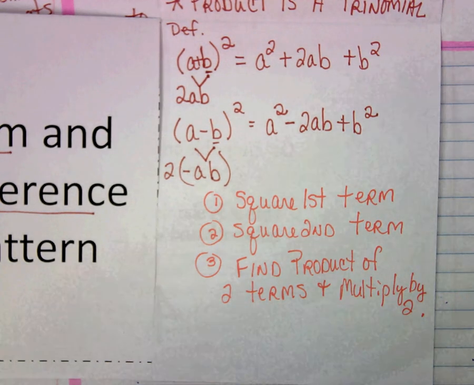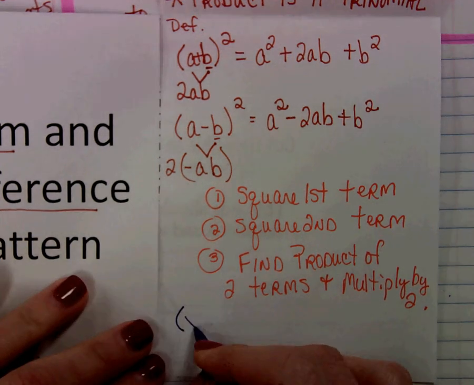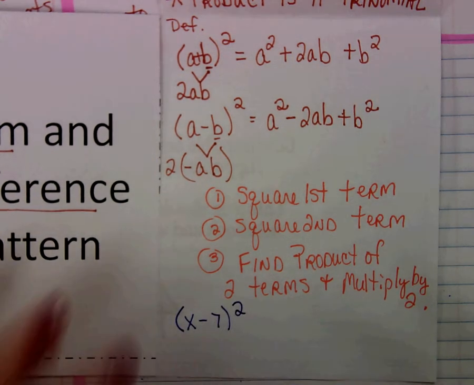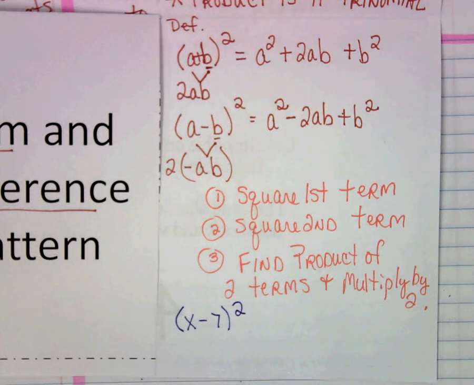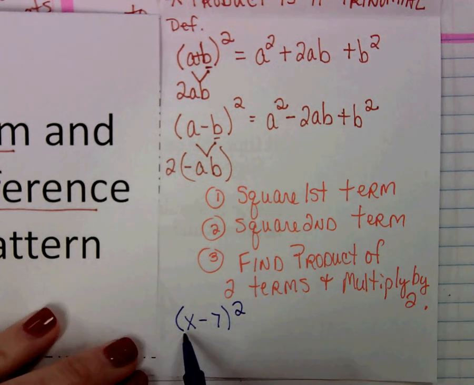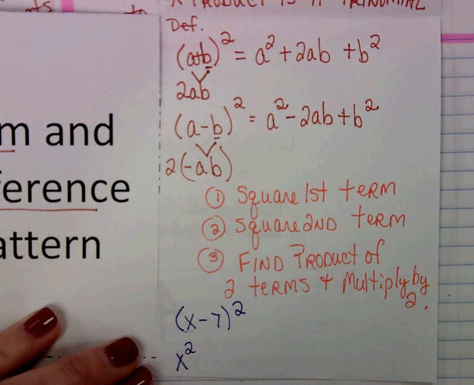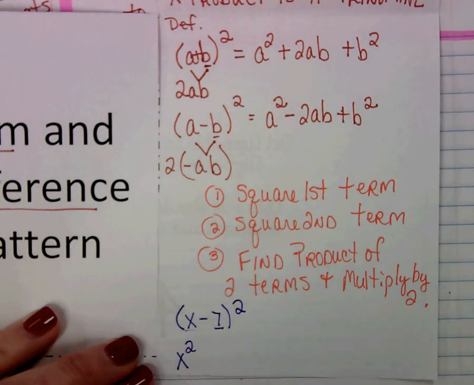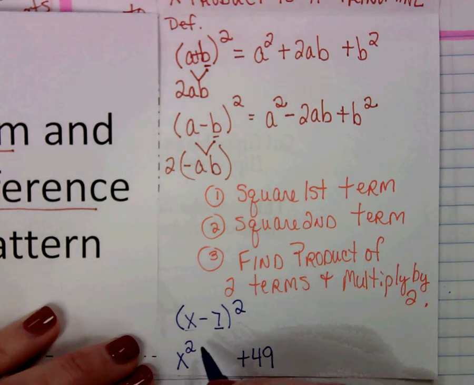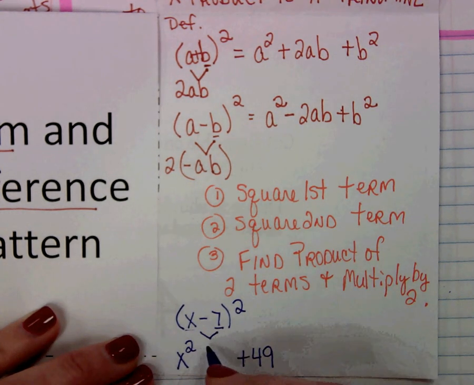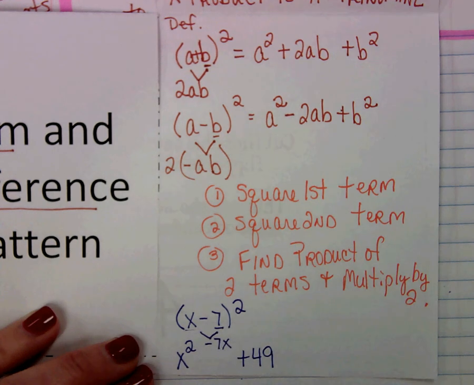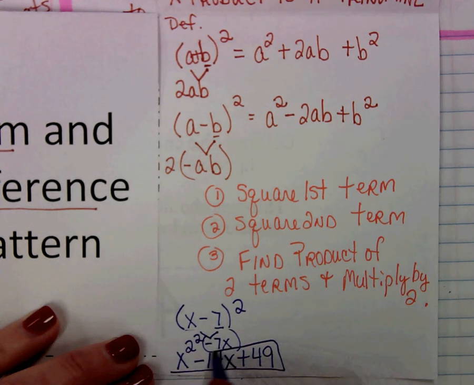Let me give you an example. If I have x minus 7 squared, okay, if we use our rule, we're going to square the first term, x squared. We're going to square the last term, positive 49. We're going to find the product of the two terms, which would be negative 7x. And we're going to multiply it by 2. So it would be negative 14x. And that would be our product.